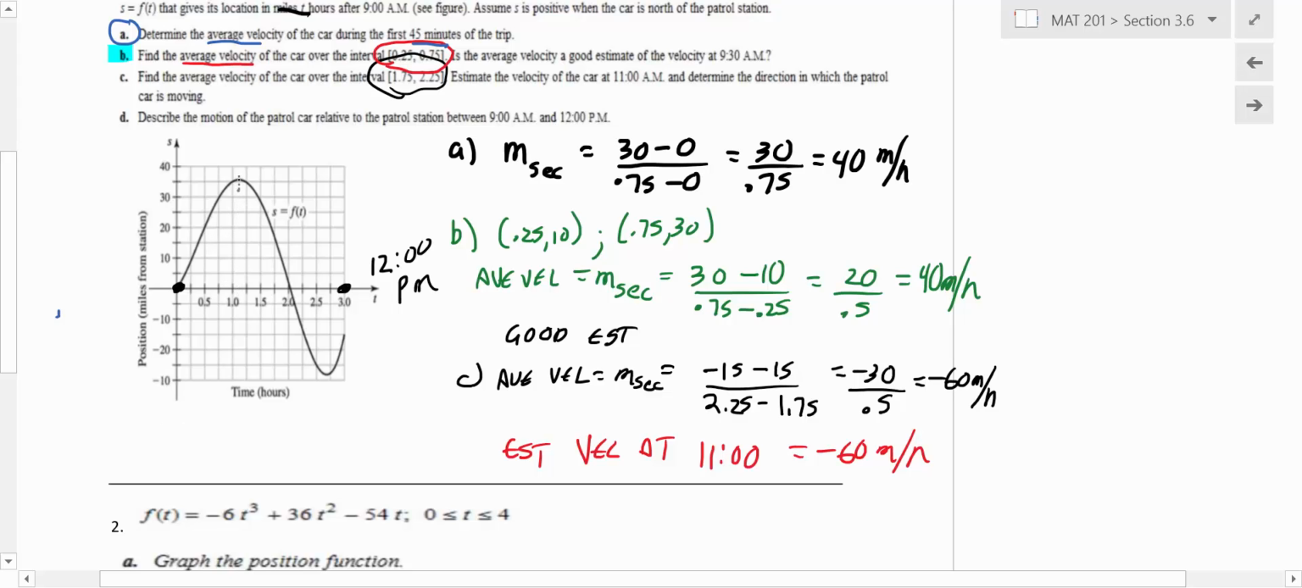First of all, I'm just going to estimate, and let's keep it simple here. On this interval, I'll just use open intervals from 0 to, let's just use 1. It's some sort of decimal, but let's just do that. So from 0 to 1, what kind of velocity do you have? Positive or negative? Positive. So that means from 9 to 10, you're moving to the right.